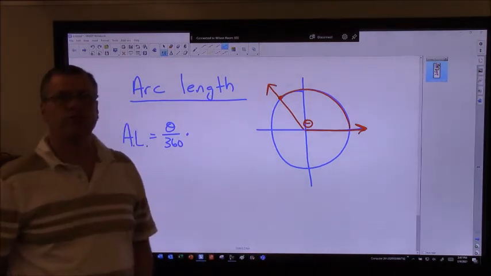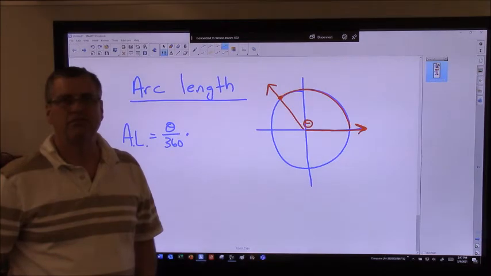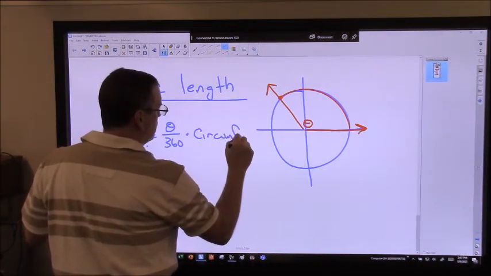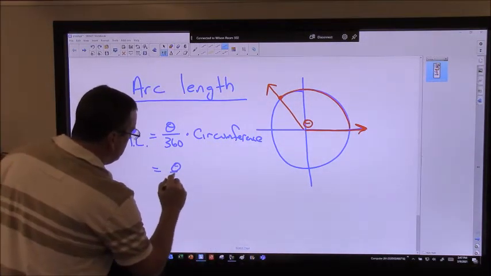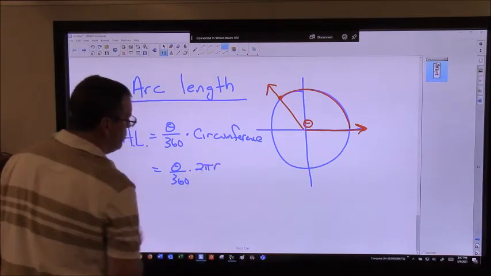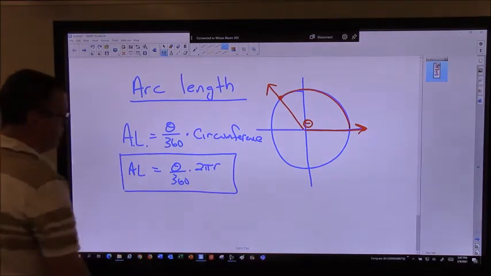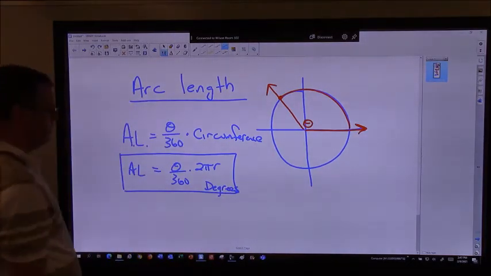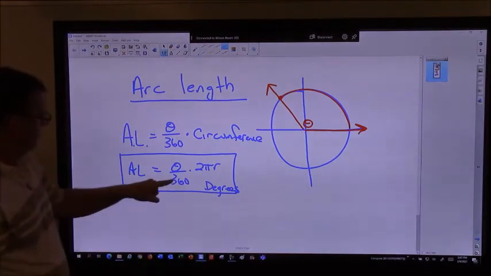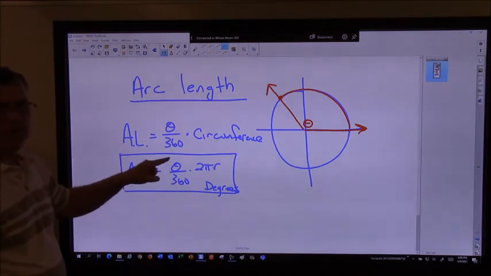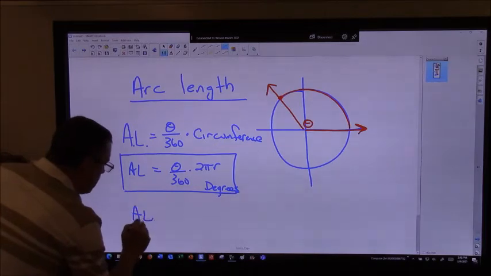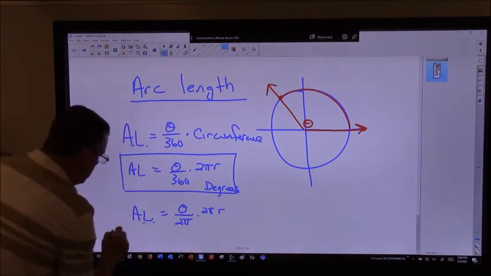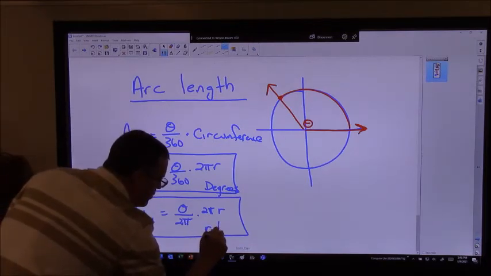And how do you find the distance around a circle? Circumference, right? 2 pi times the radius. So times the circumference, which ends up equaling theta over 360 times 2 pi times the radius. That's how we're going to find arc length if we're in degrees. Okay, what if our angle is measured in radians? Well, a full circle in radians is 2 pi, so we'd have theta divided by 2 pi. So arc length would equal theta over 2 pi times 2 pi times the radius if we're in radians.